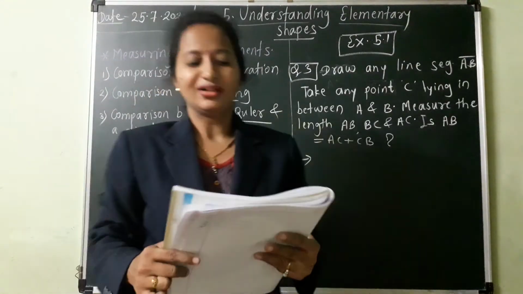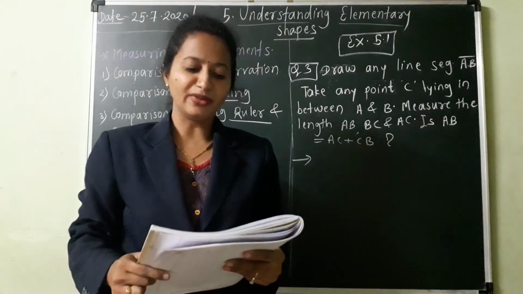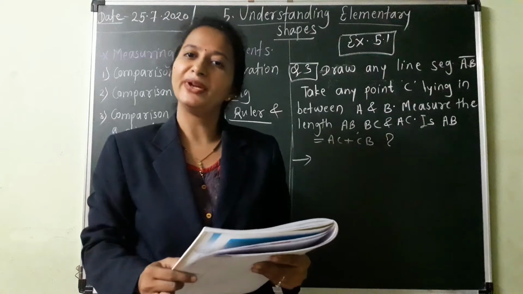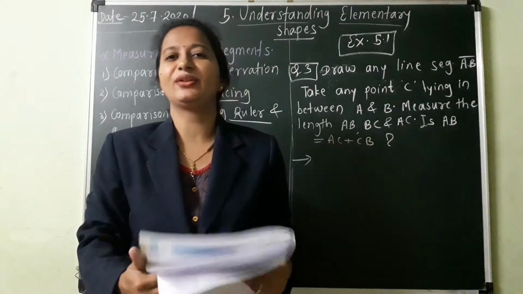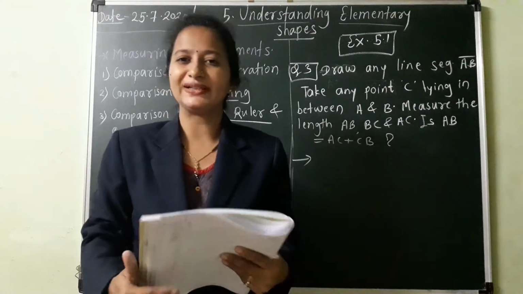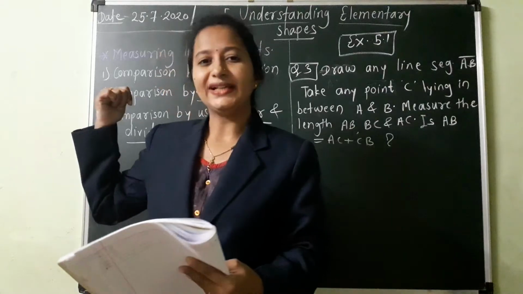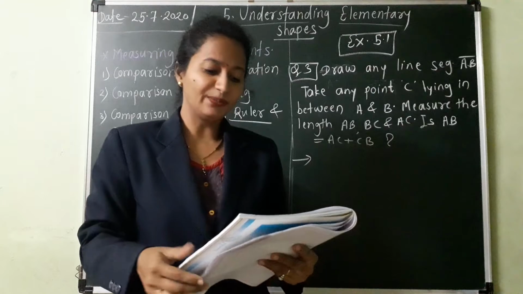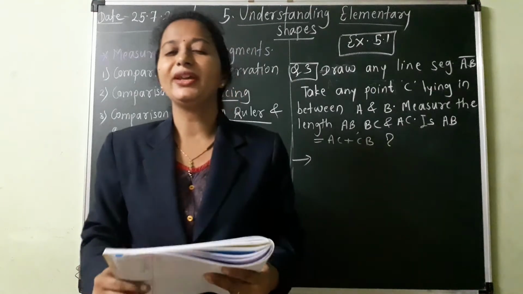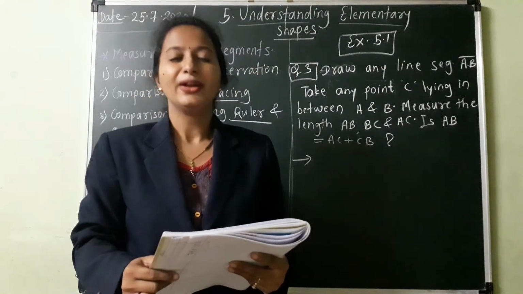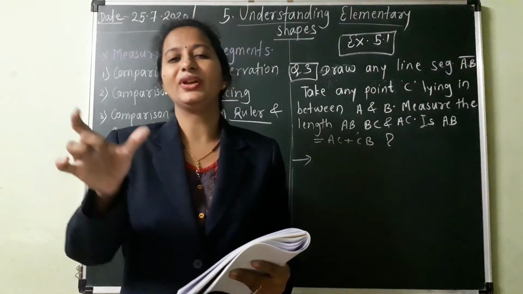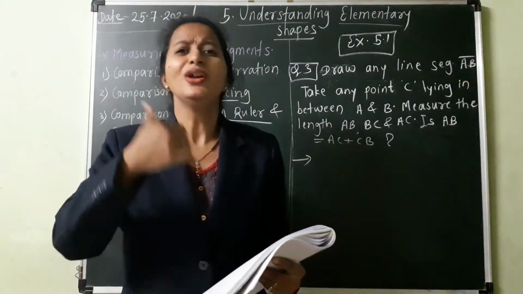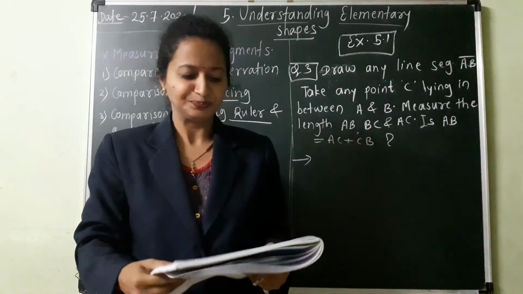Take out your textbooks, read question number 1. What is the disadvantage in comparing line segments by mere observation? I already explained the answer while explaining the first method. Again I will repeat, there may be a chance of error, because of improper viewing. We cannot predict the exact measurement of a line segment by mere observation or looking at it.